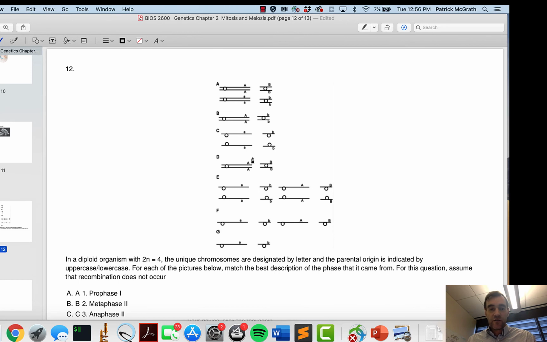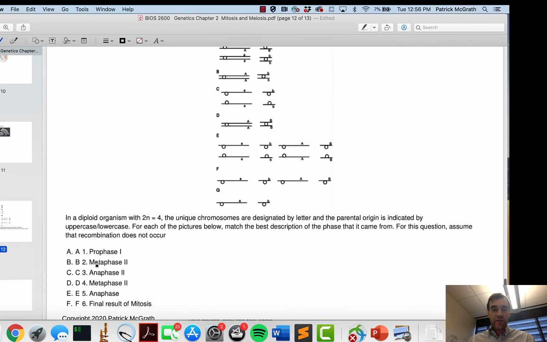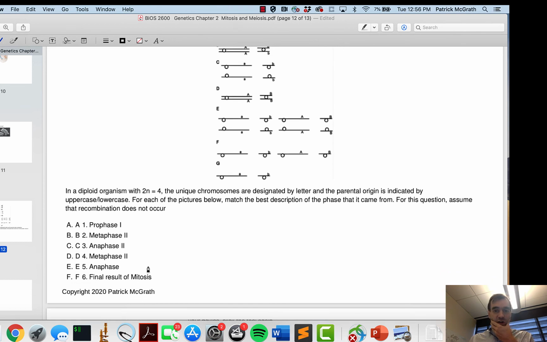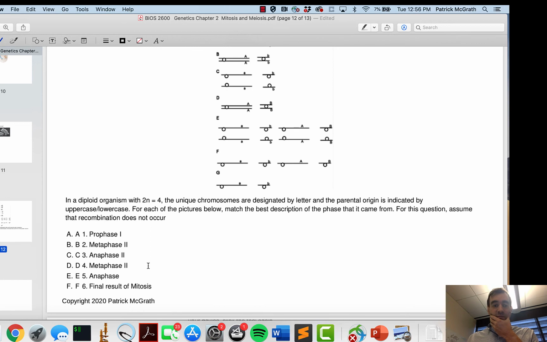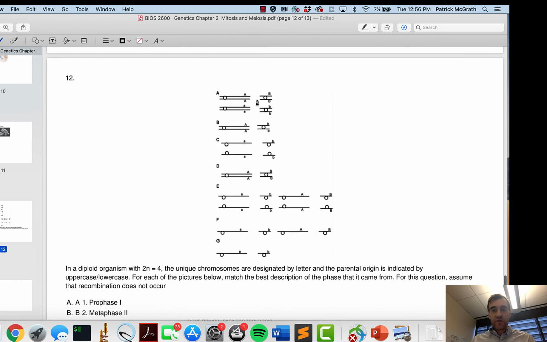And then 12, this is a matching question. You had the following phases: prophase 1, metaphase 2, etc. And you're trying to figure out the best answers for each of these depictions. You have centromeres, and the homologous chromosomes are things to pay attention to, as well as whether or not the sister chromatids had separated from each other.